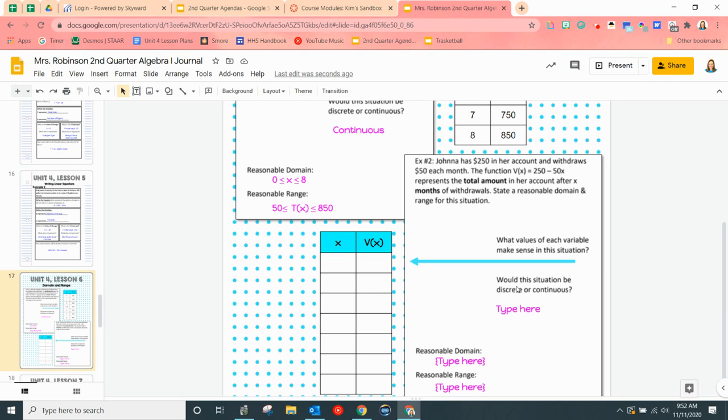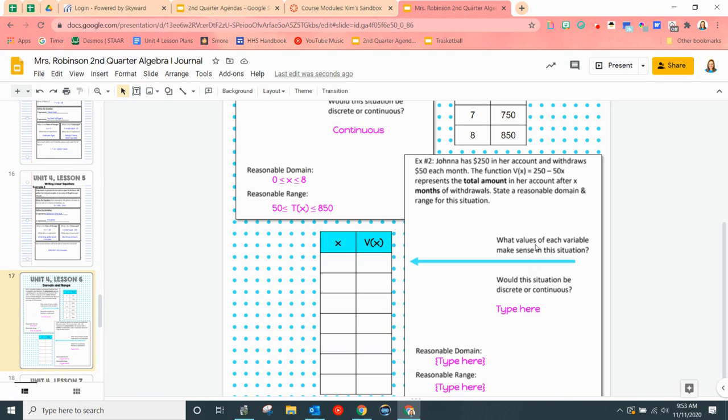Jonna has $250 in her bank account, and she's withdrawing $50 each month. Here's our function. You said V of X this time, which represents the total amount in her account after X months of withdrawals. So she's got this total amount. We're calling it V. I don't know why they chose to call it V. But she started with $250, and she's taking out $50 every month. State a reasonable domain and range.